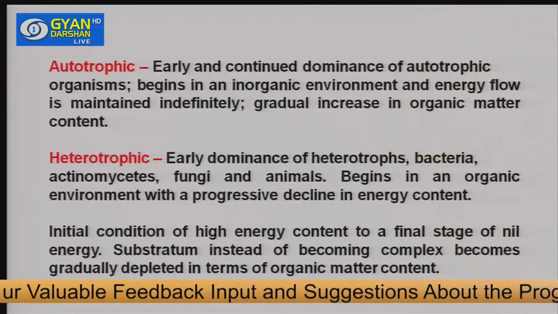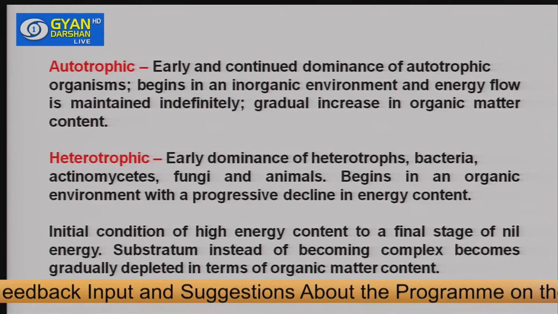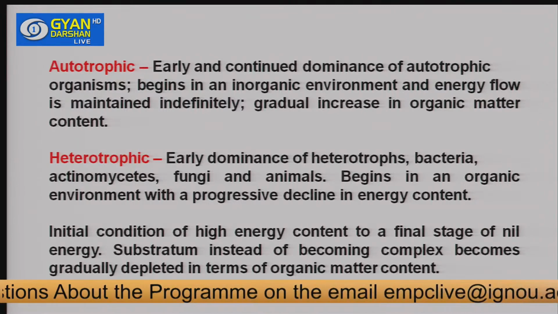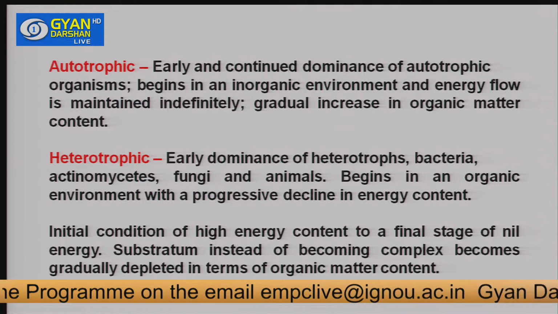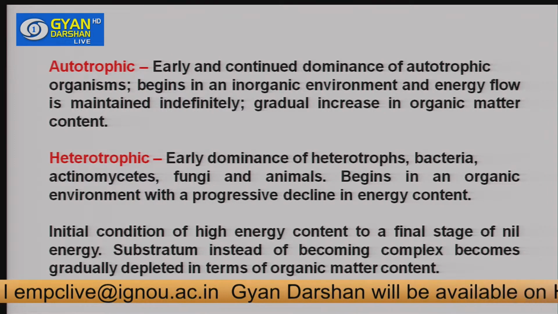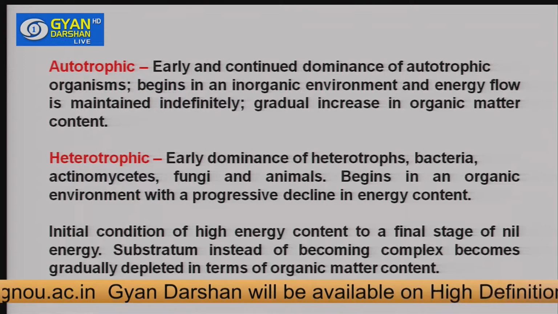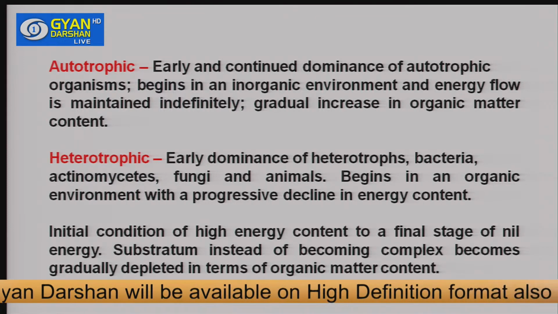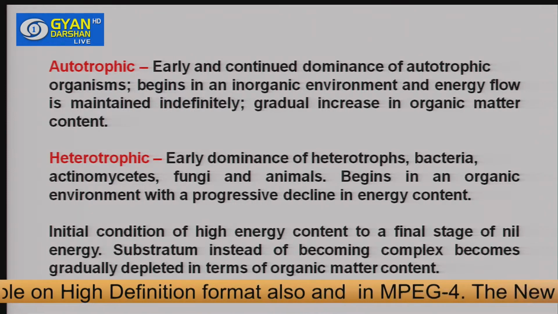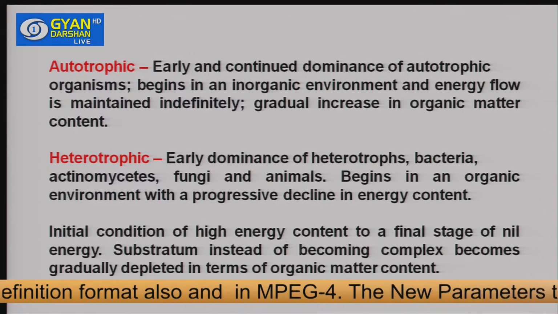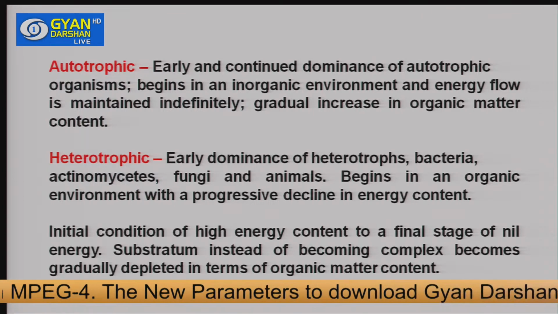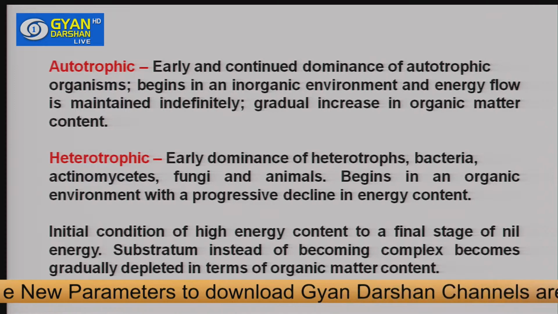Autotrophic succession and heterotrophic succession. Autotrophic succession means early and continued dominance of autotrophic organisms. We all know that plants are actually the autotrophs. So they begin in an inorganic environment and energy flow is maintained. What is heterotrophic succession? That means it starts with heterotrophs, that is bacteria, actinomycetes, fungi, animals. These are all heterotrophic organisms. So they begin in an organic environment and then there is a progressive decline in the energy content.